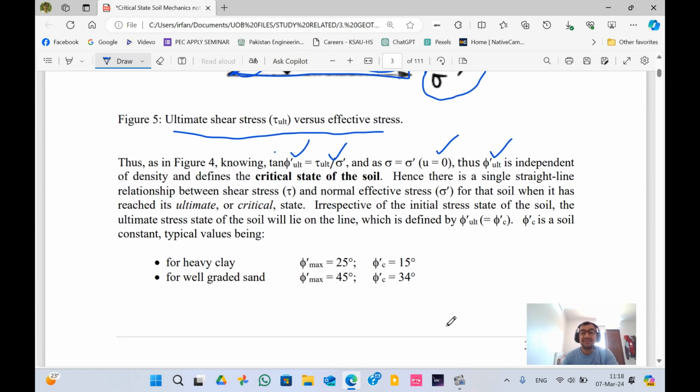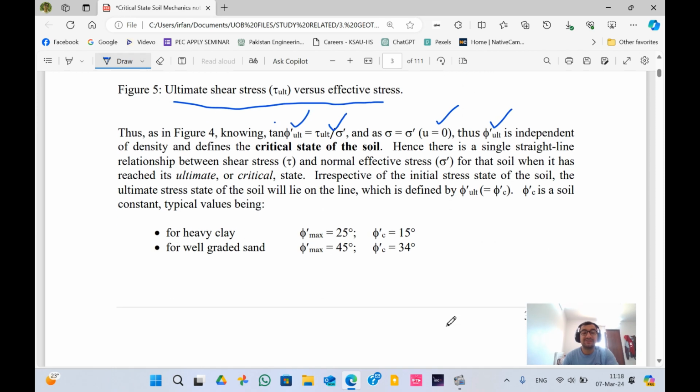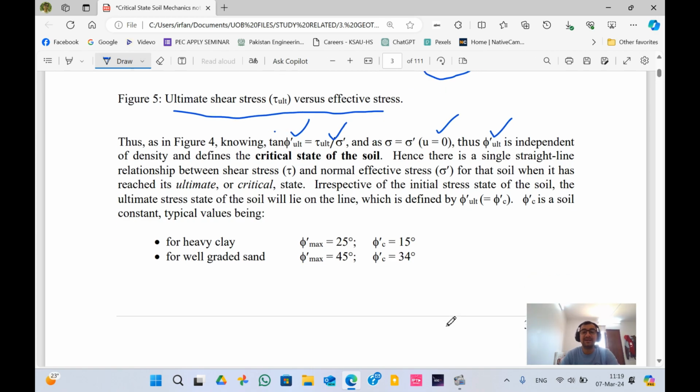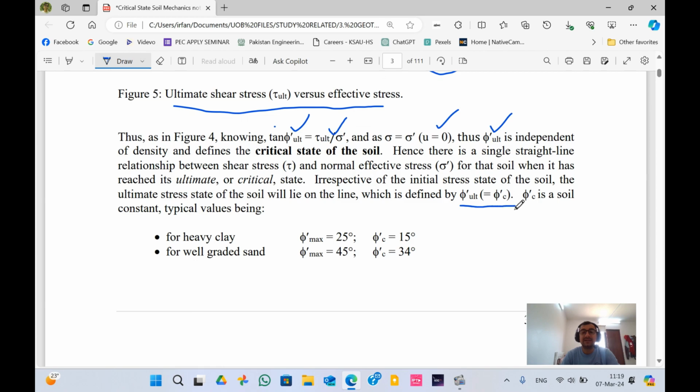Irrespective of the initial stress state of the soil, the ultimate stress state of the soil will lie on the line which is defined. It doesn't depend on the initial stress. It doesn't matter whether there is an initial load on the soil or not. The ultimate state of the soil will be on the line defined by the critical angle like this. And phi dash C is a soil constant.